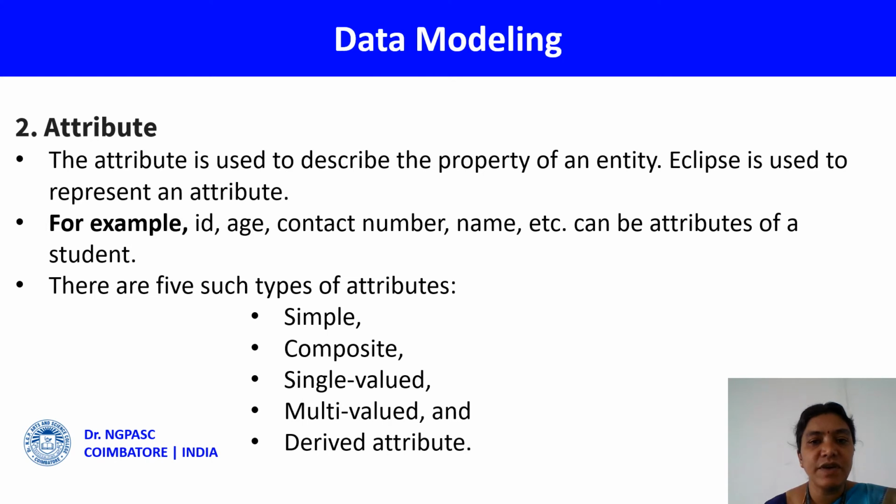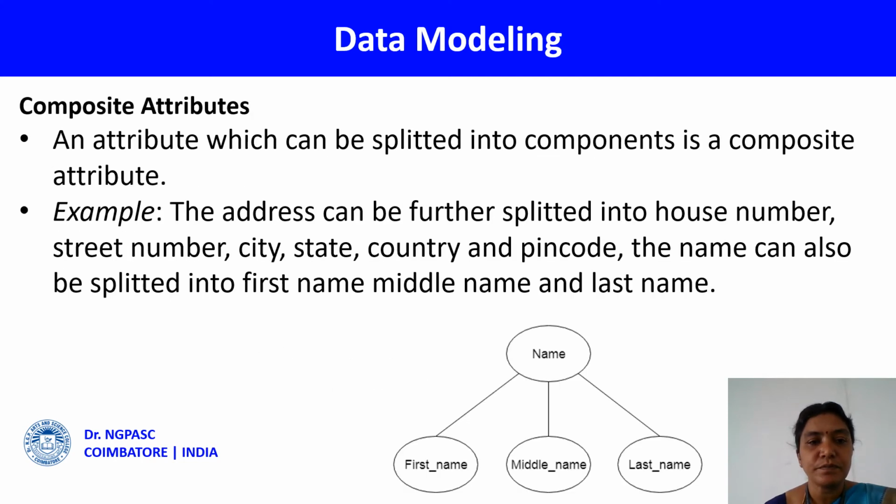Next, I can classify my attributes into 5 different types. It is simple, composite, single value, multi-value and derived attribute. So if it is a composite attribute, an attribute which can be split into components is called a composite attribute. Say for example, if you are having address, the address can be further split into house number, street number, city, state, country, etc.